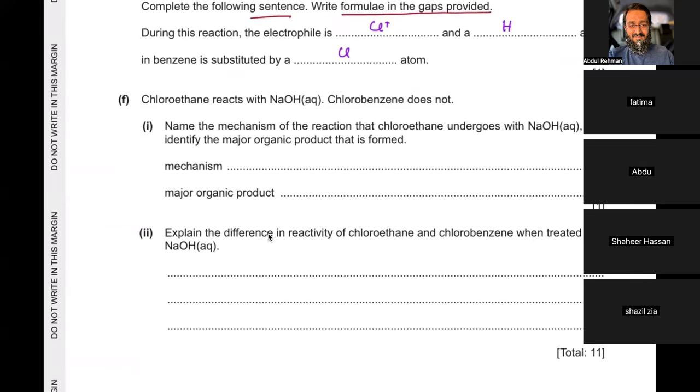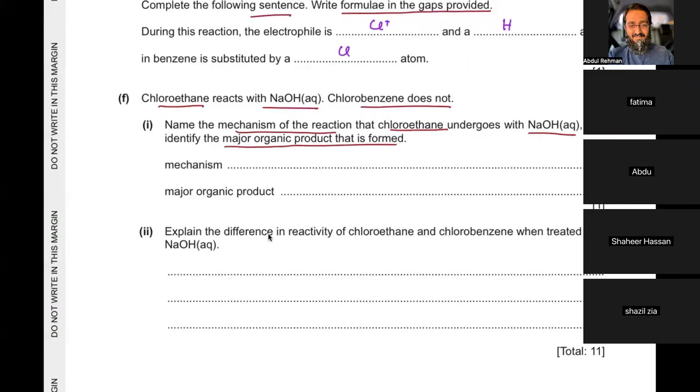Now, F part. Chloroethane reacts with aqueous NaOH. Chlorobenzene does not. Name the mechanism for the reaction that chloroethane undergoes with aqueous NaOH. Identify the major organic product that is formed. So it's a nucleophilic substitution, right? And it's a chloroethane. So when chlorine is displaced by aqueous NaOH, so OH displaces, so a 2-carbon containing alcohol, which means ethanol, is the product.